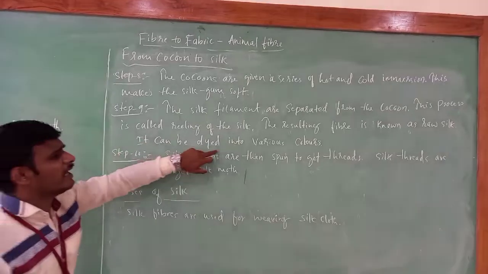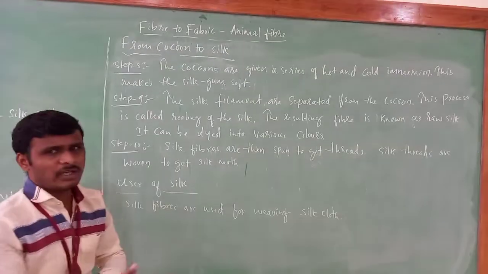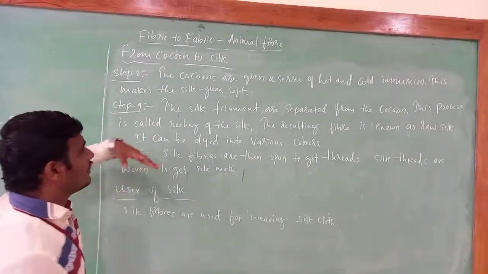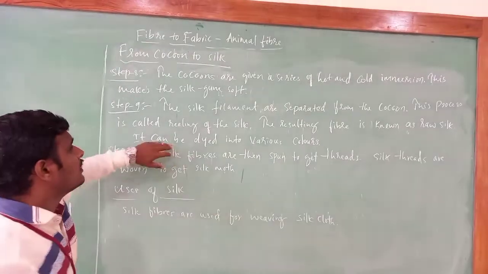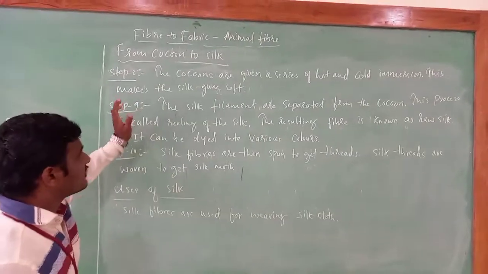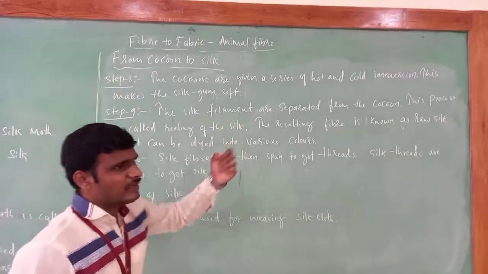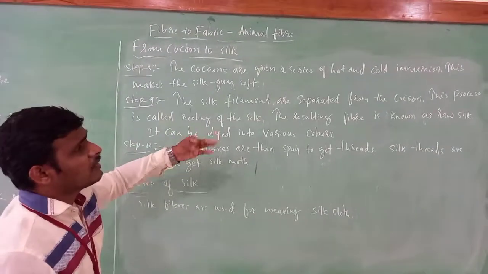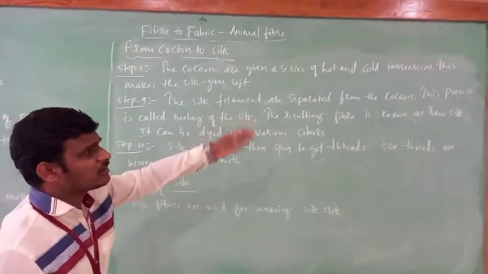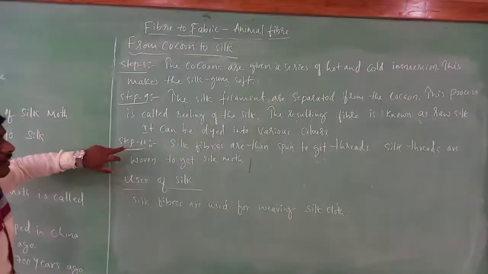It can be dyed into various colors. Whatever color we want, we can dye it into that color. So this is the ninth step, where we get various colors of silk by dyeing the raw silk.